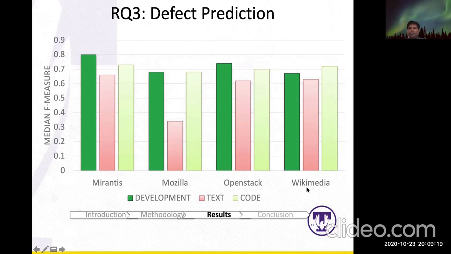So in summary, all these results pinpoint that use of development activity metrics to construct defect prediction models has some promise, but it will require some more effort to make it more applicable and usable in the context of IC development.